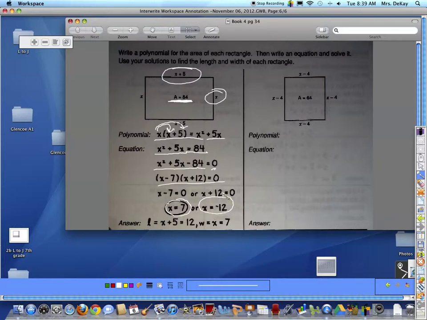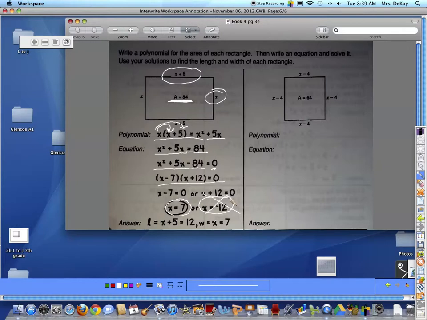But I go back up to my problem and I go, oh, if x is the length of something, how in the world could x be negative 12? This cannot be negative 12 units long. Nothing can be negative units long, can it? So I get to cross this one out. I'm like, that one doesn't even make sense, so I don't have to use it. So my answer is x is 7.